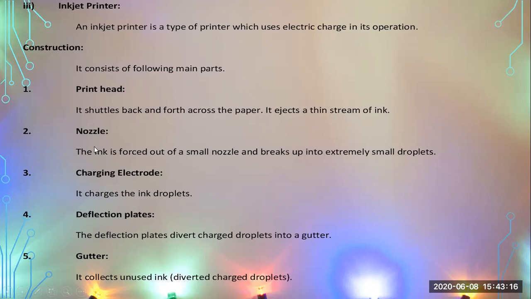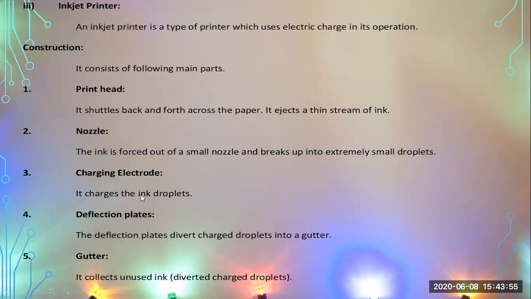What about the nozzle? The nozzle, the second part of this inkjet printer, is where the ink is focused out of a small nozzle and breaks up into extremely small droplets. Why is a small nozzle used? The basic purpose of this small nozzle is that it splits up a big drop of ink into smaller droplets. The smaller the droplets are, the easier they get charged, and the easier it becomes for them to move with a faster speed.